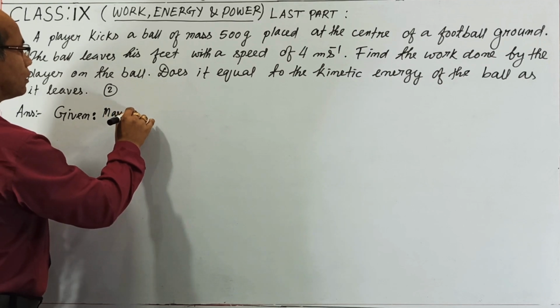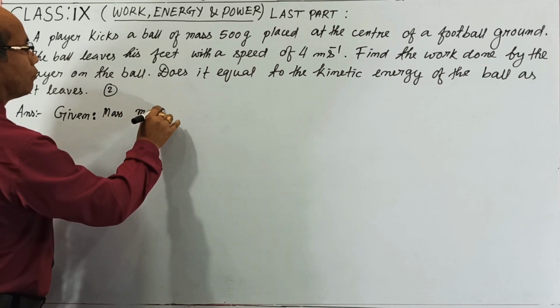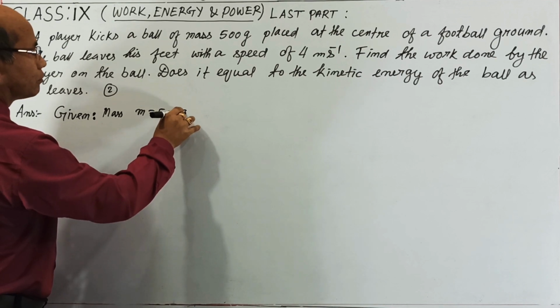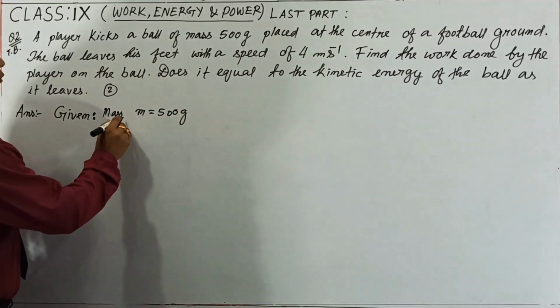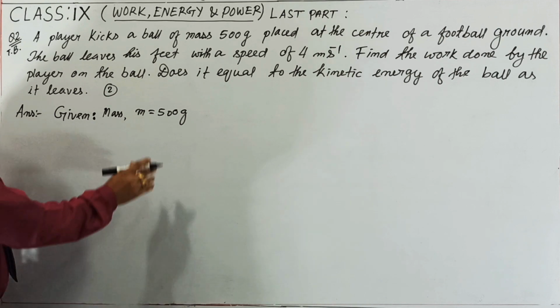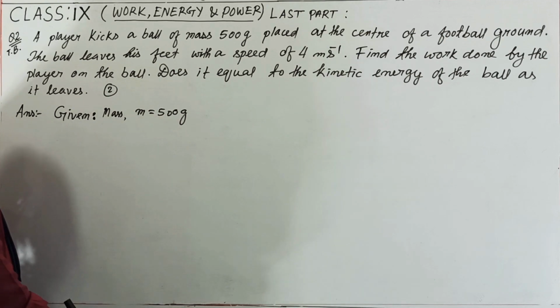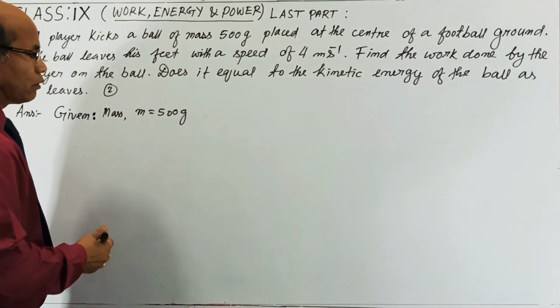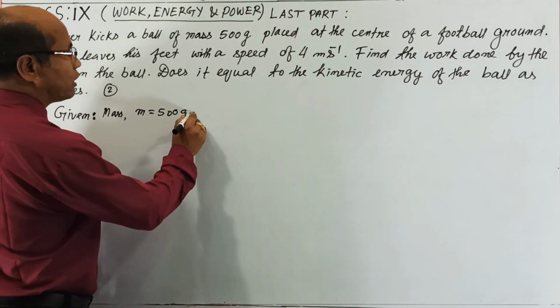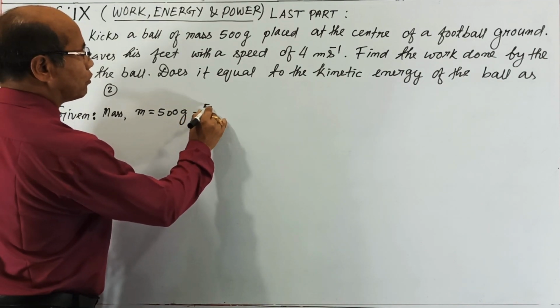Mass m is 500 gram. Gram is not the SI unit. The SI unit of mass is kilogram, so we have to convert it into kilogram.